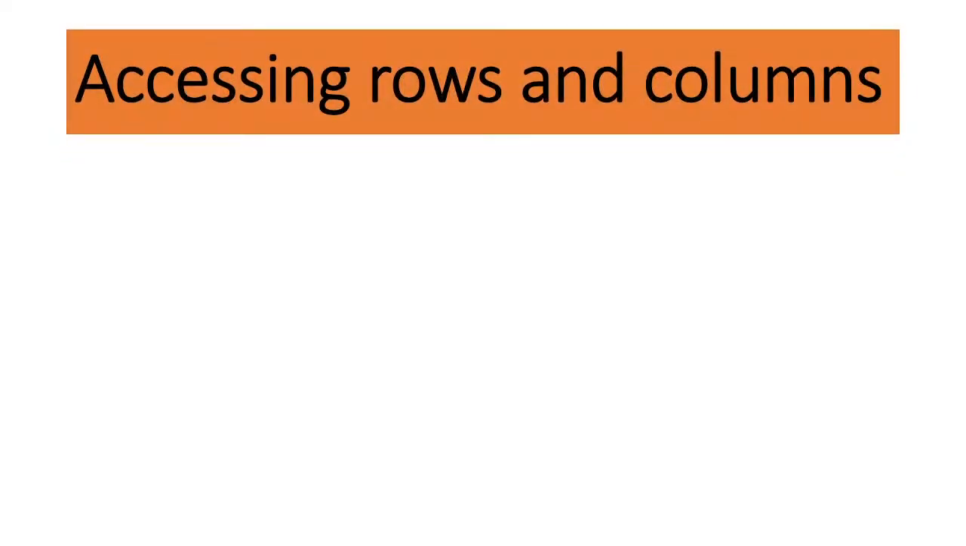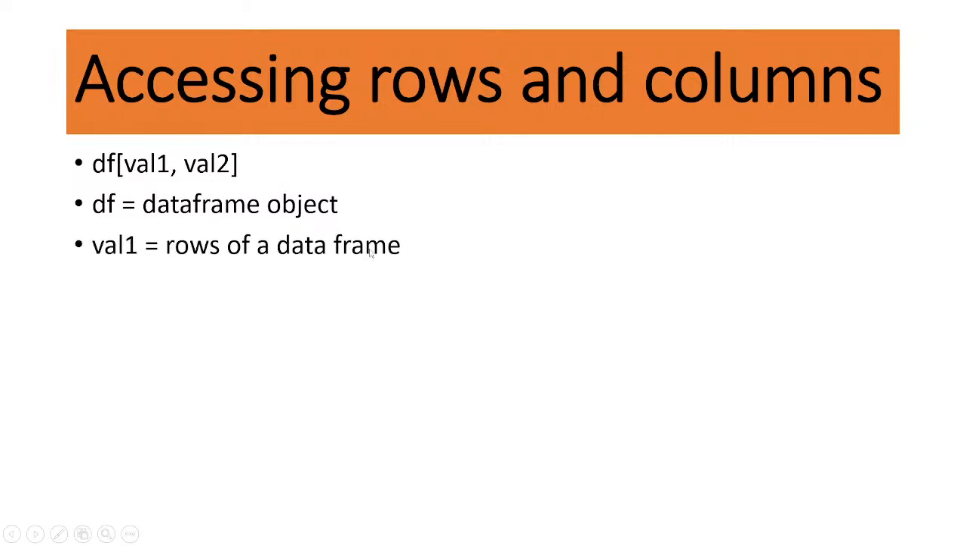Suppose in this time I talk about how we can easily access the rows and columns. The syntax of accessing rows and columns in R: this is your data frame. In the data frame here I can get VL1 and VL2. So DF means the data frame object, VL1 is the row of the data frame, and VL2 is the column of the data frame. This VL1 and VL2 can be array values, such as 1 to 2 or 2 colon 3. So this type of array.